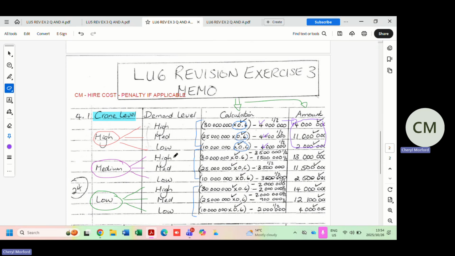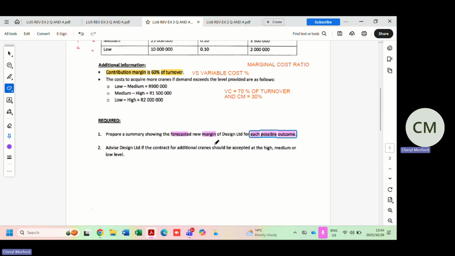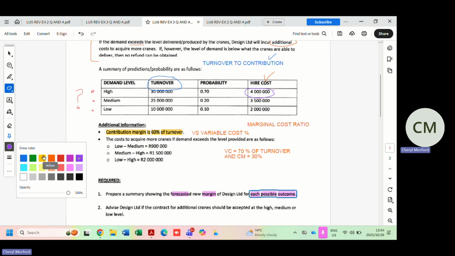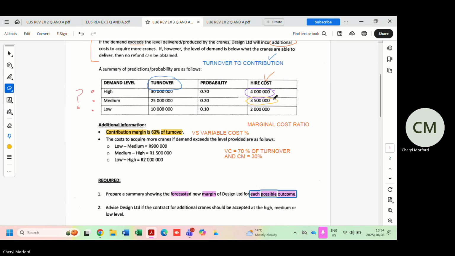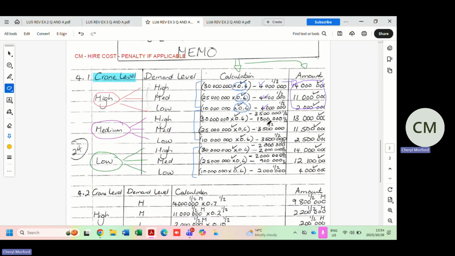Now let's have a look at hiring the medium-sized crane. Step one, as I said, we're going to change the turnovers to contribution. Now we have to obtain the crane, so that means we need to hire it. And in order to hire it, what are we going to see? It's going to cost us 3.5 million. So in each of the alternatives here, we are going to minus 3.5, minus 3.5, minus 3.5.